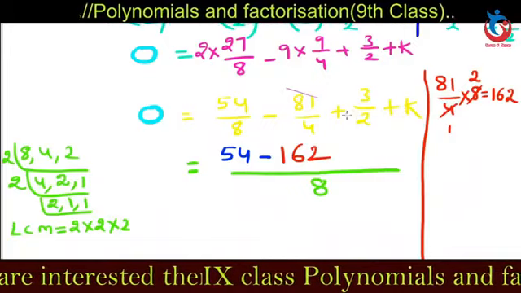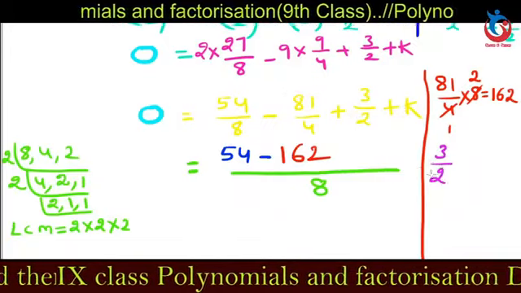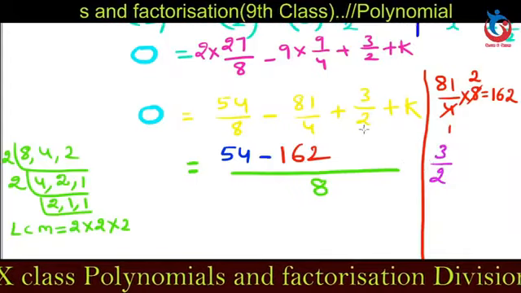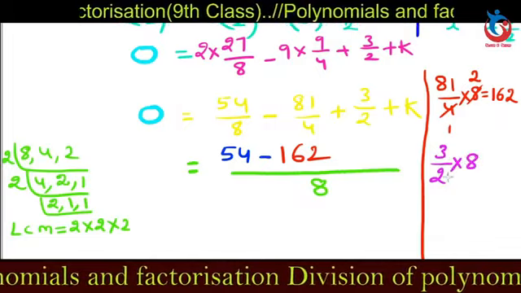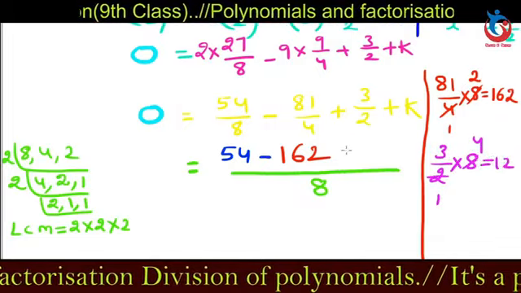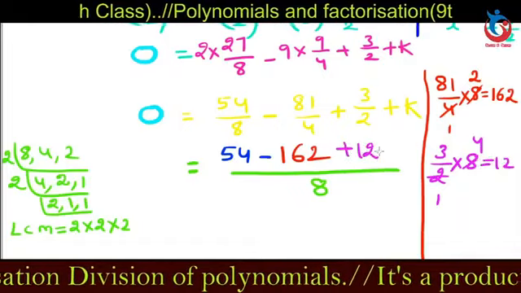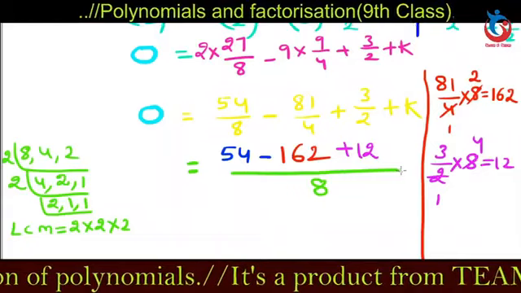Take the next one, that is 3 by 2. Here also we have to make the denominator 8. So 3 by 2 into LCM 8. So 2 1s are 2, 2 4s are 8. 3 into 4 is 12. So here I will write plus 12. Just don't touch this plus k, just keep it aside.